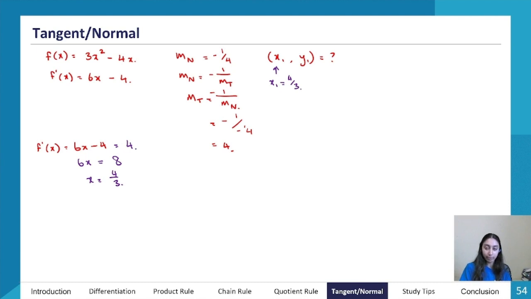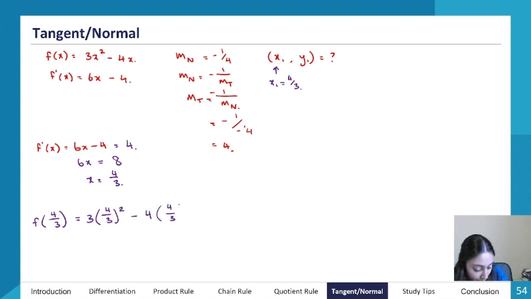Now, unfortunately, that's not my full answer. I need to also find my y1, aka I need the coordinates of the point of intersection. So what can I do? I can substitute my x is equal to 4 on 3 into my f of x function. So what I'll write is f of 4 on 3 is equal to 3 times 4 on 3 squared, not cubed, minus 4 times 4 on 3.